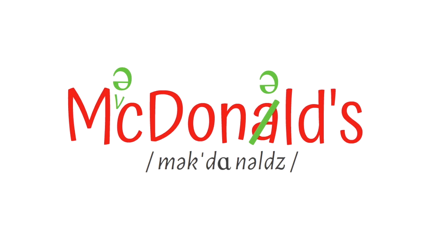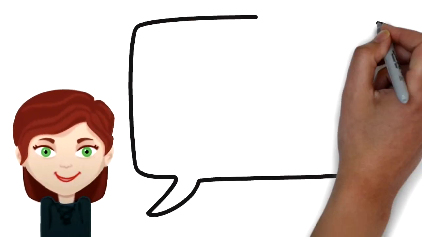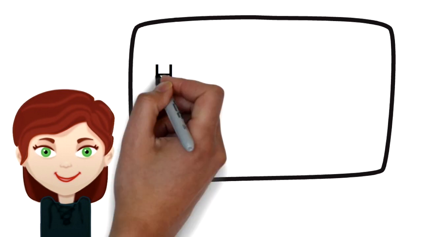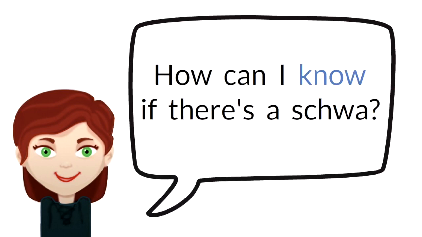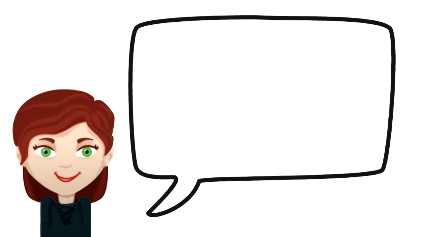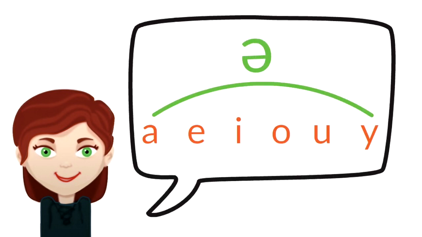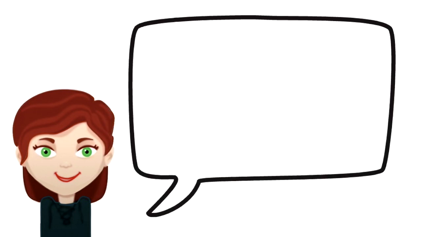Since there are so many words in English with the schwa sound, how can you know if a word has a schwa in its pronunciation? Like I said earlier, in English, it's impossible to read a word and know exactly how to pronounce it, even for a native speaker. Any vowel or combination of vowels can be produced as a schwa. So there isn't a rule that dictates exactly where a schwa will always be.